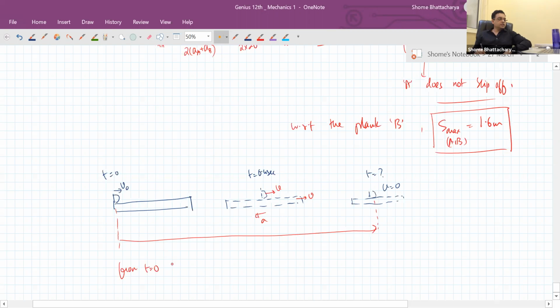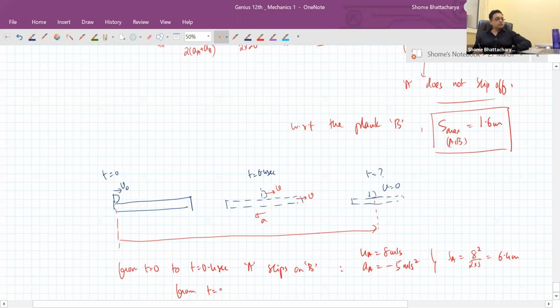from t equal to 0 to t equal to 0.4 seconds, A slips on B. So therefore, acceleration of A with respect to ground is minus 5 meters per second square. Okay, and the initial velocity of A with respect to ground was 8 meters per second. So during this time, the displacement of A will be 6.4 meters.